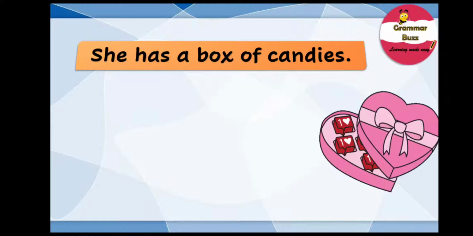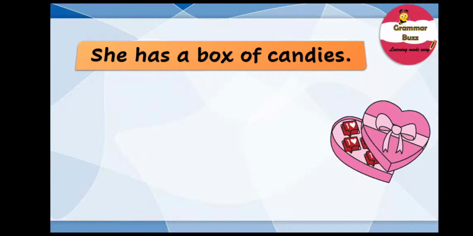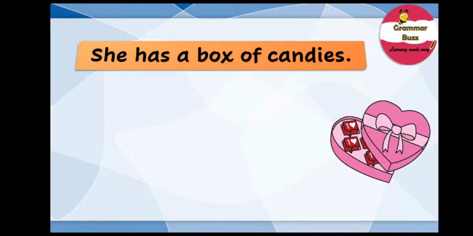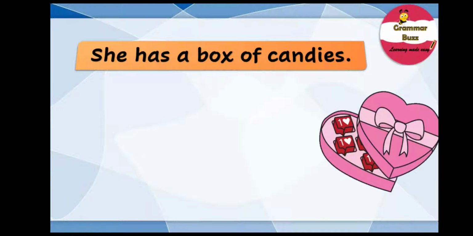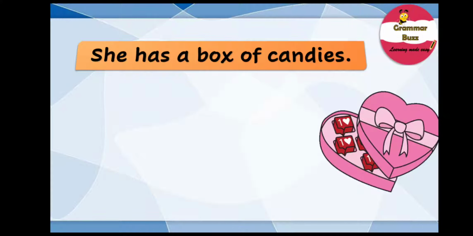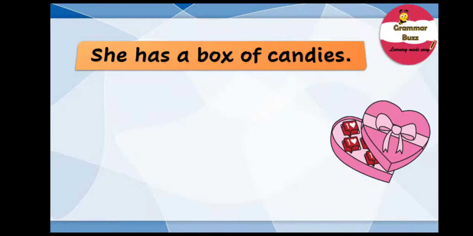Let us consider the example. She has a box of candies. This is a sentence as it makes complete sense and it can stand on its own. It starts with a capital letter and it ends with an end mark, that's a full stop. We know that every sentence can be divided into subject and predicate. So what will be the subject and predicate in this case?